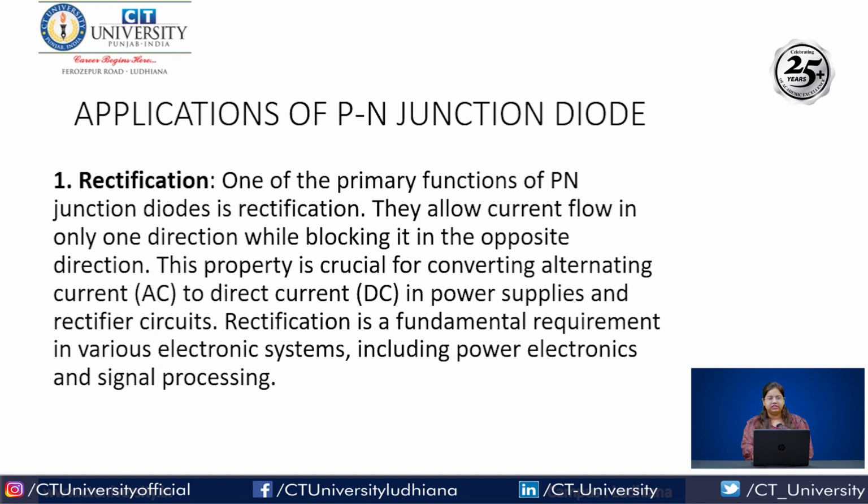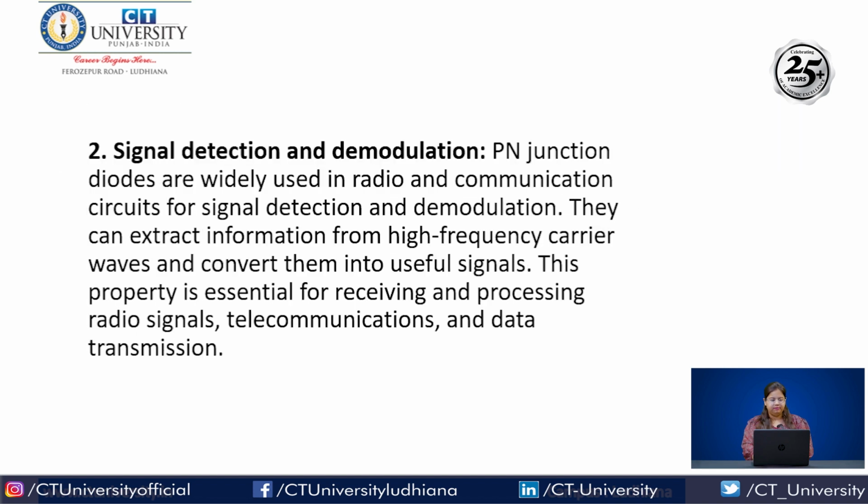Next are the applications of the PN junction diode. First application is rectification. One of the primary functions of a PN junction diode is rectification. They allow current flow in only one direction while blocking it in the opposite direction. This property is crucial for converting alternating current to direct current in power supply and rectifier circuits. Rectification is a fundamental requirement in various electronic systems, including power electronics and signal processing.